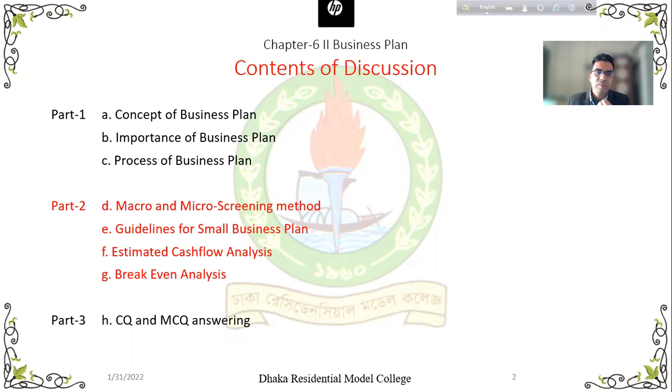After that, we will discuss guidelines for a small business plan. About 90% of businesses in our country are small businesses. So if you want to establish a new business, before establishing it you have to make a plan, which is called a business plan, and we will learn what guidelines should be included in a small business plan. Then estimated cash flow analysis, and the last one is break-even analysis.